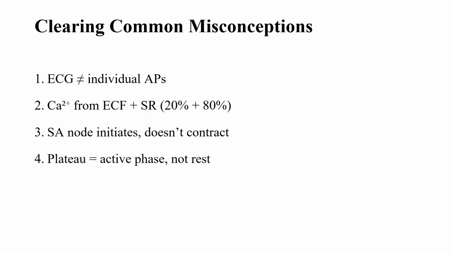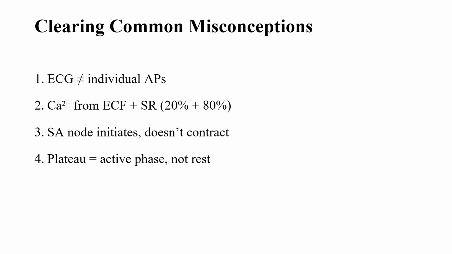4. The plateau phase of the action potential is not a rest period. Even though the voltage looks flat, the cell is in a state of intense ionic exchange. Calcium is entering while potassium is leaving. It's an active phase that maintains depolarization and sustains contraction. So don't call it a pause.